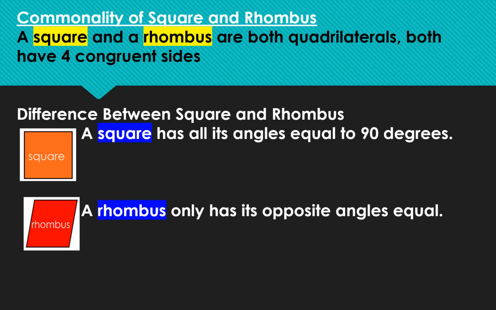Again, the commonality of a square and a rhombus: both are quadrilaterals, and both have four congruent sides. Congruent means equal sides. The difference between a square and a rhombus: a square has all its angles equal to 90 degrees, or right angles, while a rhombus only has its opposite angles equal.